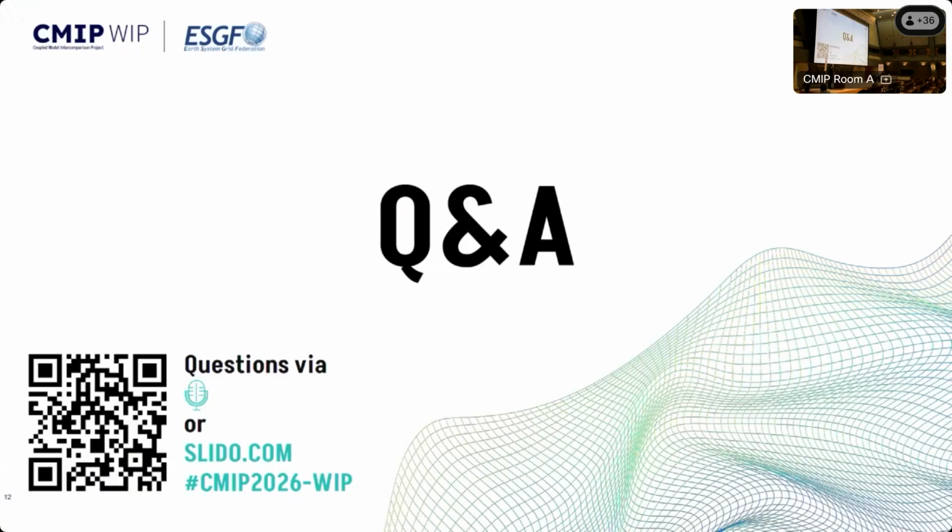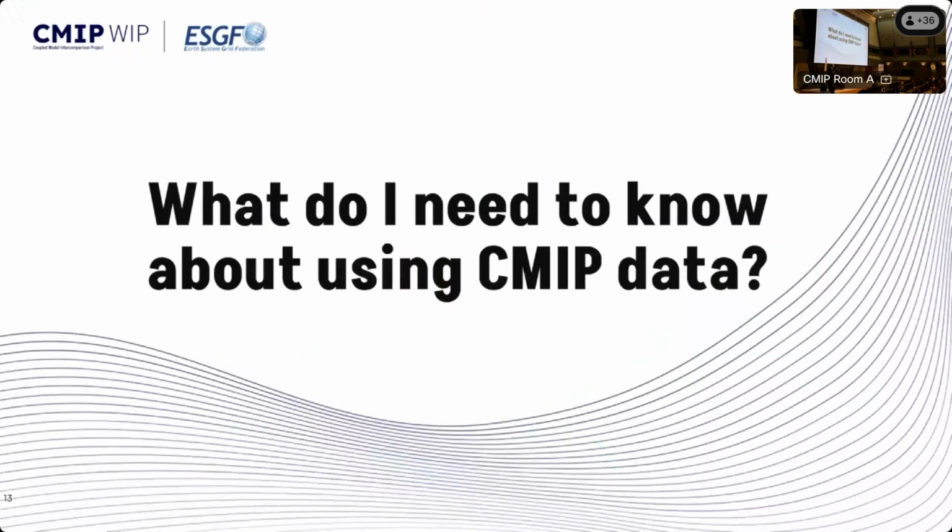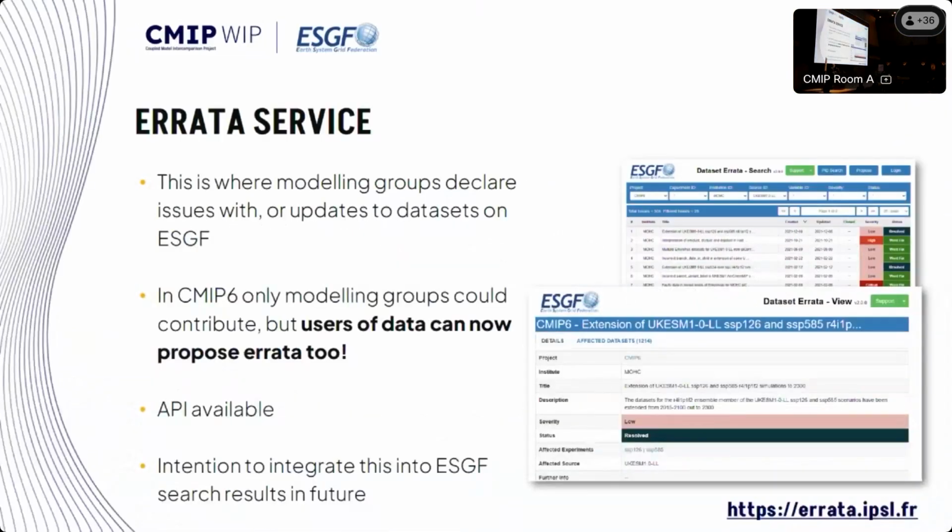So the next section is what do you need to know about using CMIP data? Particularly having a look at some of the changes that are coming through for CMIP7. One thing I'd want to highlight first here is the errata service. This has been around throughout CMIP6.